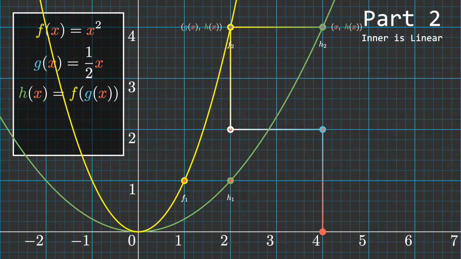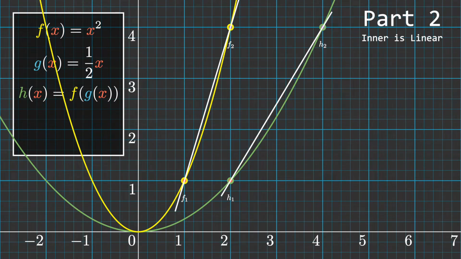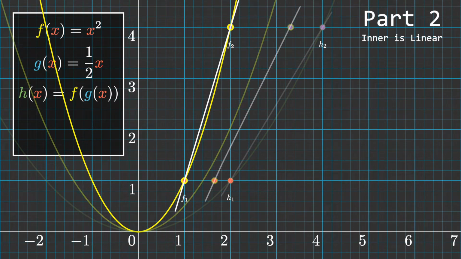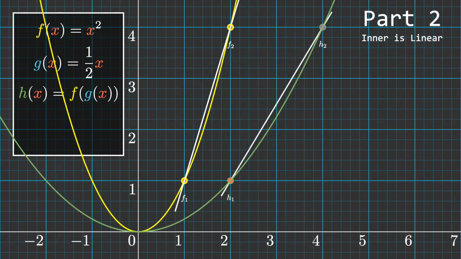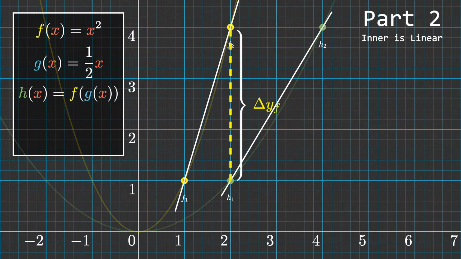And what is the relationship of the pair of secant lines? Our intuition from function transformation tells us that the secant line should also be horizontally stretched by a factor of 2, just like the function itself. And that instinct is absolutely correct.